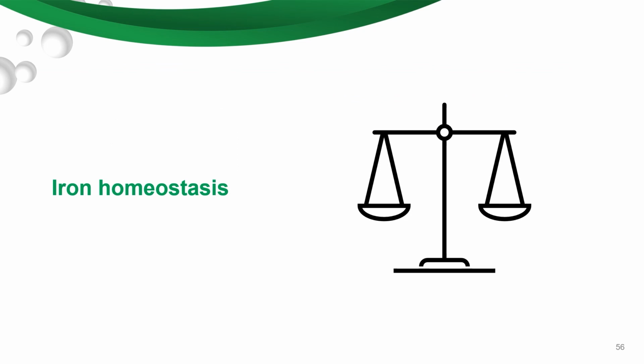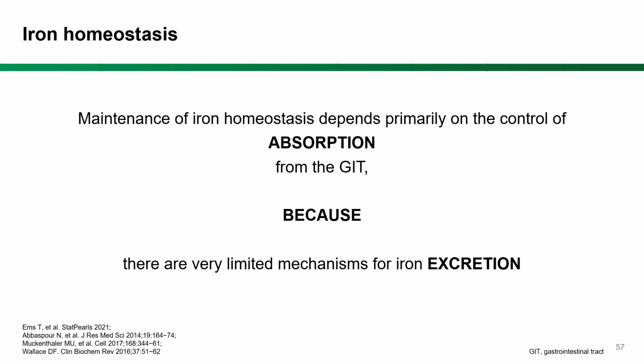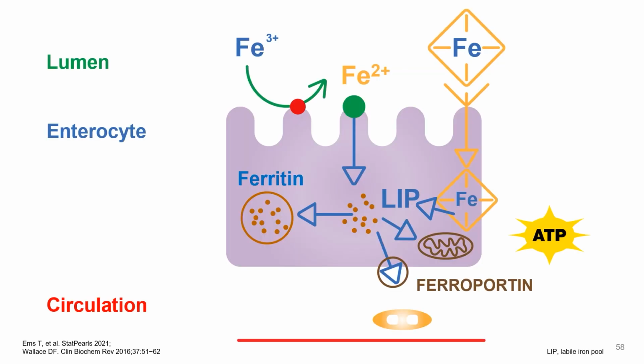Now, how is all of this kept in balance? So the maintenance of iron homeostasis depends primarily on the control of absorption from the gastrointestinal tract, because as I said, there are very limited mechanisms of iron excretion. And it helps to understand the basics of iron absorption to understand a lot of things around iron deficiency diagnosis and also the treatment of iron deficiency anemia. And let me take you through a few steps here.